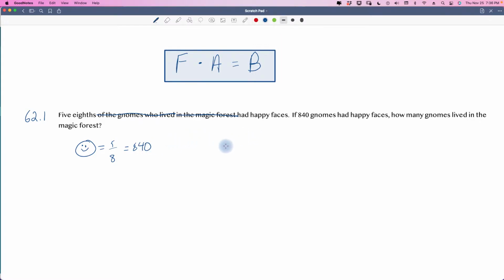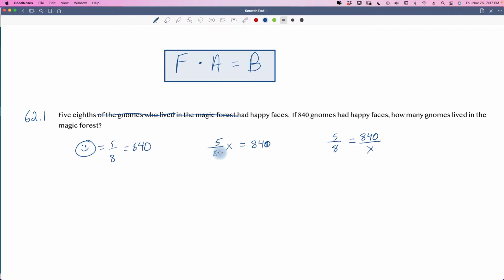So we have to get from here to some type of number that will give us the total. There's a couple of different ways you could do that. We can use this formula: 5/8 times x is equal to 840. Or we can cross multiply. We could say 5/8 is equal to 840 over some other number. It's going to end up being the same problem.